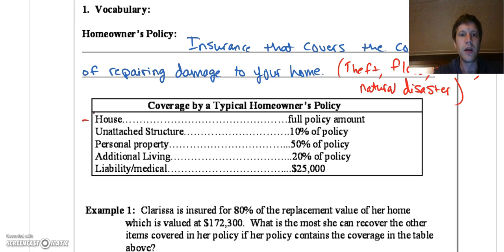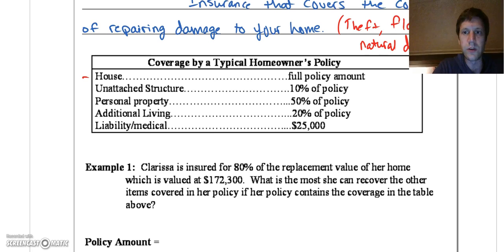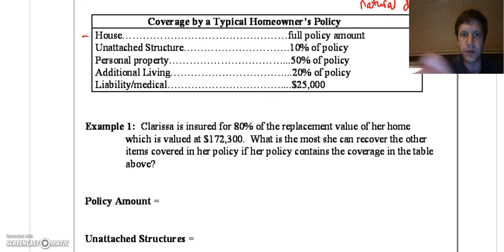That's personal property. Additional living, so this would be, if there's a fire in your house and you need to stay in a hotel for 2 months while it's being rebuilt, the additional living portion of your policy will cover the payment for that. Liability and medical, that would cover any medical costs that you or somebody that was in your house experienced during the event, during the fire or the tornado, whatever it would have been. So most of what you would need to cover is included here.